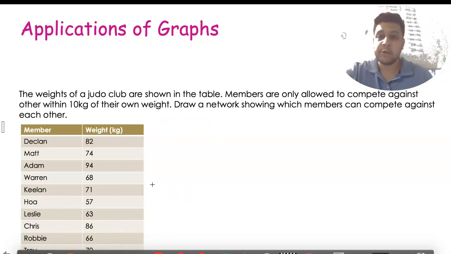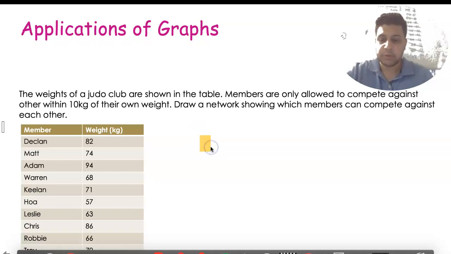Okay, so the weights of a judo club is shown in the table. Members are only allowed to compete against others within 10 kilos of their own weight. Draw a network showing which members can compete against each other. Okay, so same deal, guys. We still got to set up our vertices. We'll use letters to represent these.